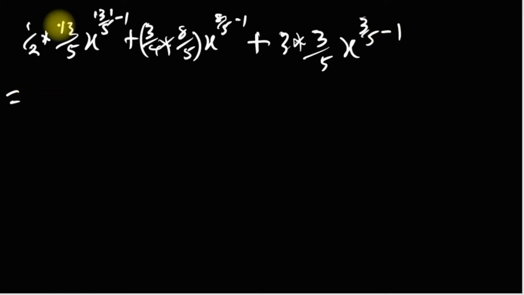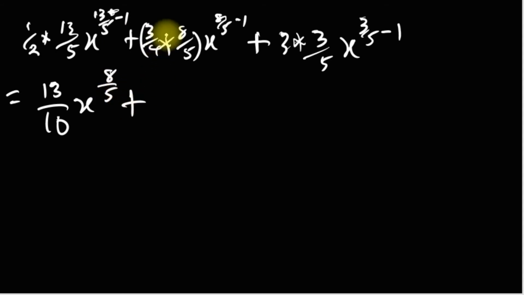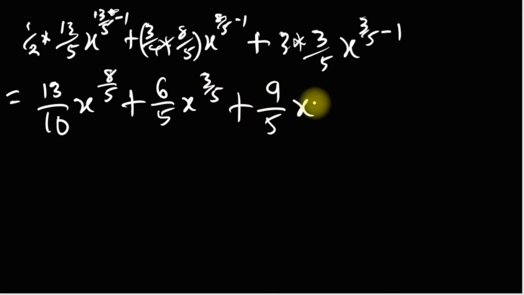So what we have here is 13 over 10 x raised to power 13 over 5 minus 1, which is 8 over 5, plus 6 over 5 x raised to power 8 over 5 minus 1, which is 3 over 5, plus 9 over 5 x raised to power 3 minus 5, which is minus 2 over 5. So that's the answer.